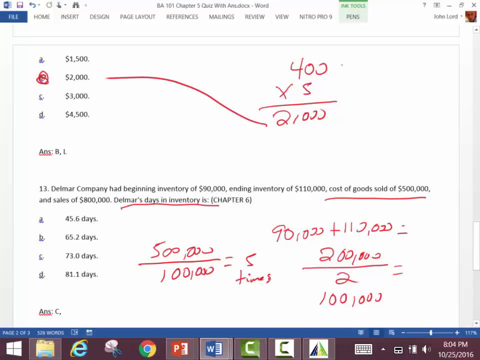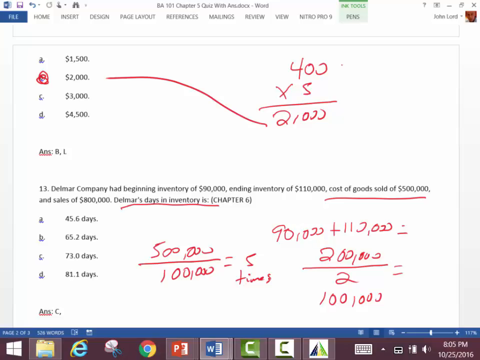What's your name, sir, that asked the question about what turnover means? Andrew, you asked what does turnover mean? Now you can see it a little more clearly with this number: 5 times they had to replenish their inventory to be able to sell 500,000, because on average it was hovering around 100,000 throughout the year, right?